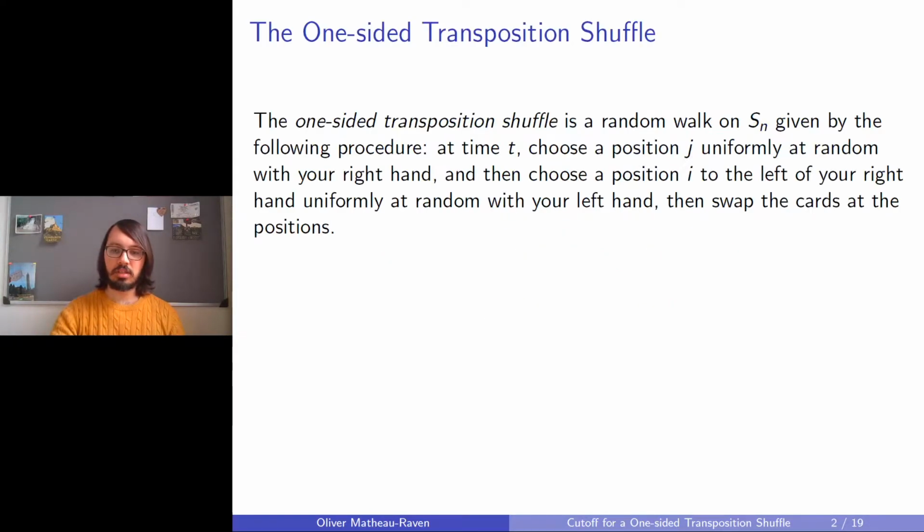So what is a one-sided transposition shuffle? Well, it's a random walk on the symmetric group which we can view as a deck of cards. At time t, we will choose a position j uniformly at random with our right hand. Then we will choose a position i uniformly to the left of our right hand. So we cannot choose any positions over here, and this is exactly what makes our shuffle one-sided. Once we've chosen our positions, we're going to swap the cards in the given positions. Okay, this is exactly like applying the transposition (i j).